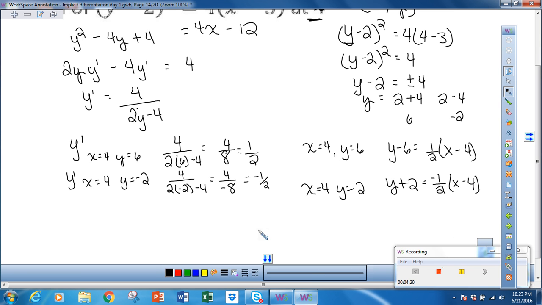Now the reason there's two equations is because this is implicit. I'm not sure what that function looks like, but actually it's not a function, it's a relation. So it could be something like an ellipse or something. And so when x is 4, we could get two separate y values. And that's why we had two separate equations.